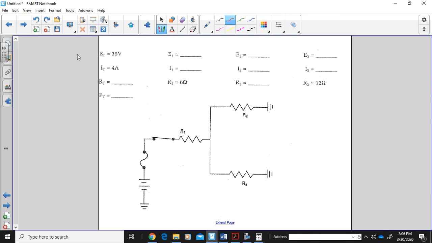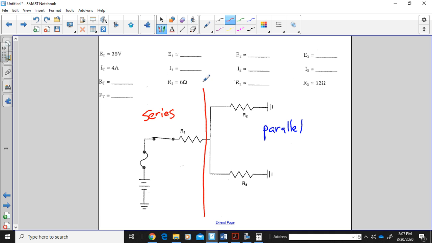And turn the page. We have a circuit. If you look at this side, this should look a lot like series. Only one path for electrons to flow. This side should look like parallel as soon as you branch. Alright, they give us 36 volts total, 4 amps total. They give us R2 and R3, and they want everything else.